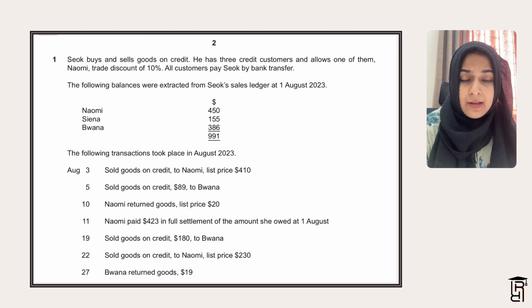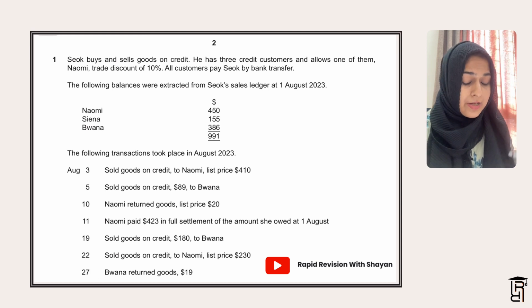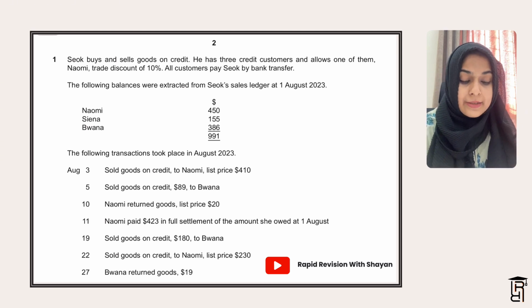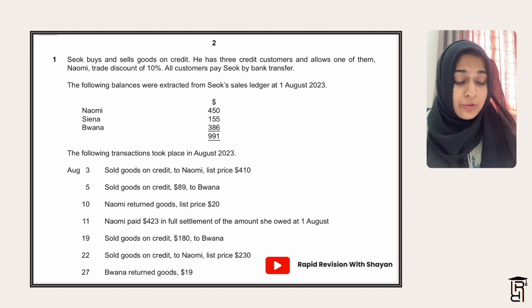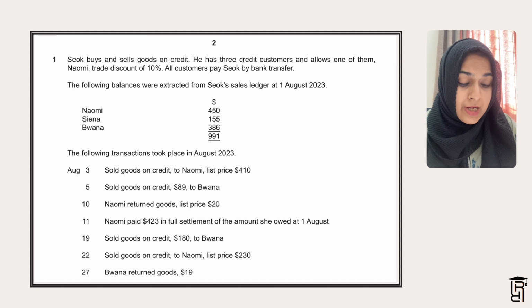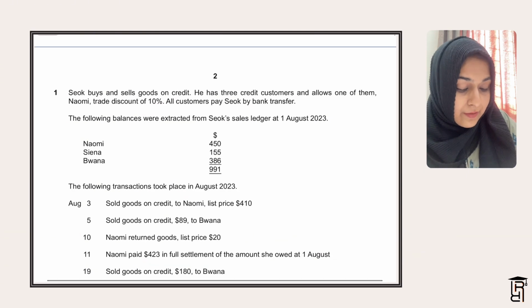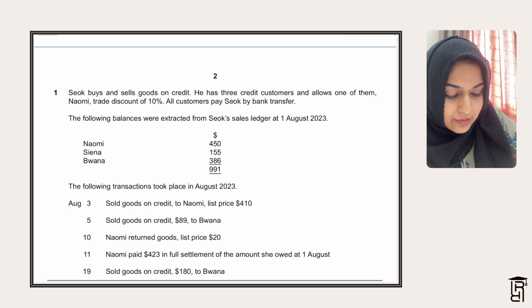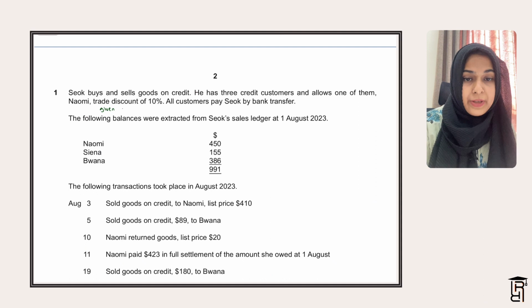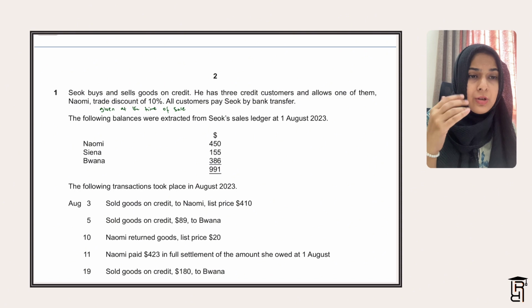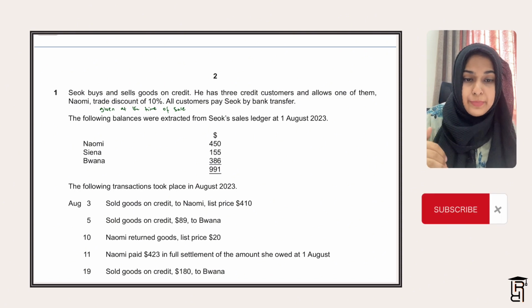So Naomi, Sienna and Bhavana, all of them will have their personal accounts maintained in the sales ledger of CEO. They're saying here they give trade discount to only Naomi, that is one credit customer. So here we should know something about trade discount. Trade discount is basically given and taken at the time of purchase or sales, so basically given at the time of sale. Whenever we are selling goods to Naomi, whatever the price on the label is, you reduce it by 10%.